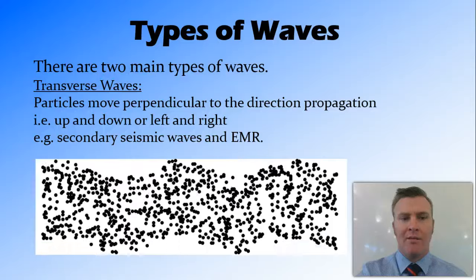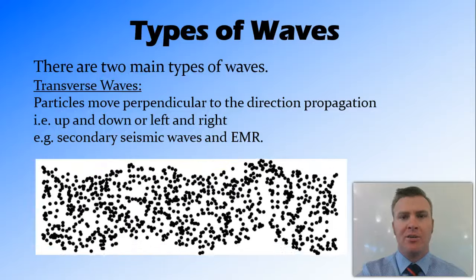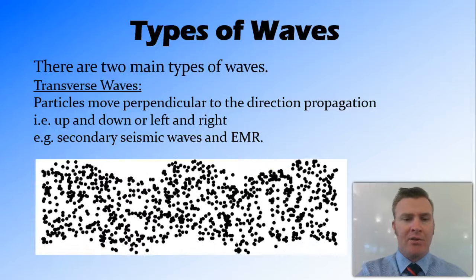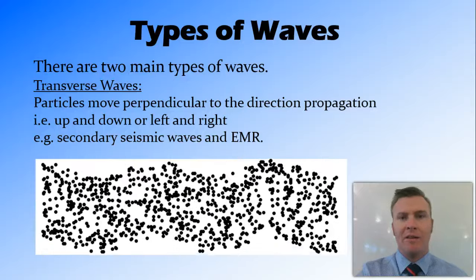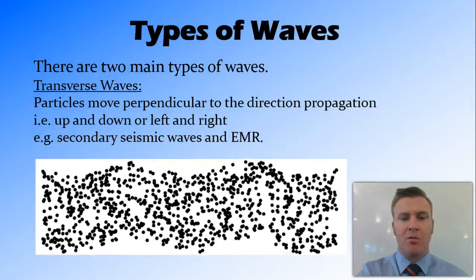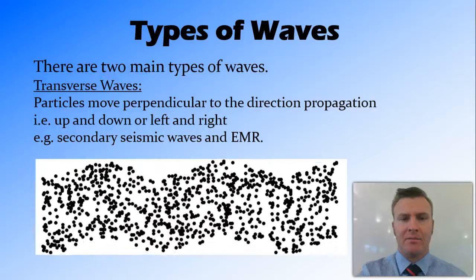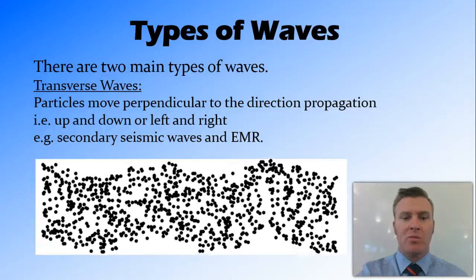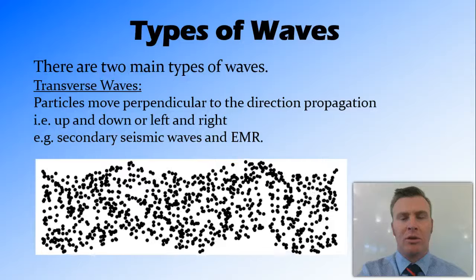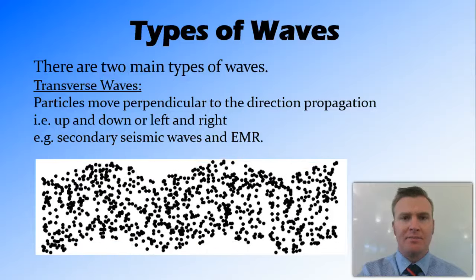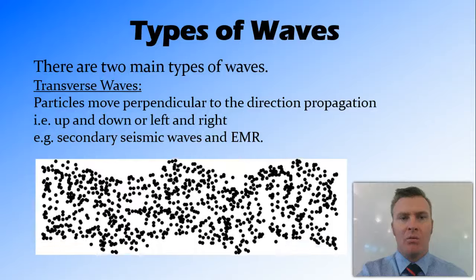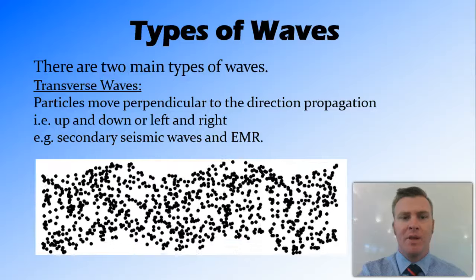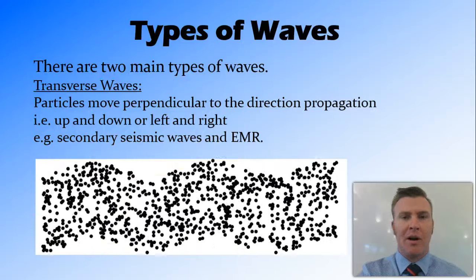In a transverse wave, the particles move perpendicular to the direction of propagation. So what that means is that in this wave, for example, the wave is moving from left to right, and the particles are moving up and down. This could be in the other plane of movement as well. You could be looking at movement from left to right. And examples of waves that are transverse waves are electromagnetic radiation, as well as secondary seismic waves.